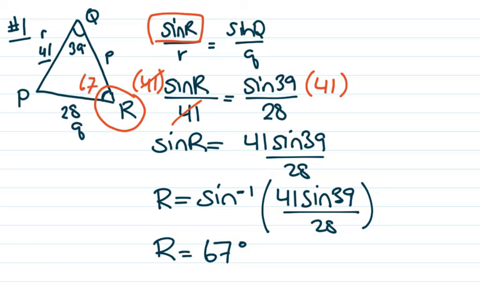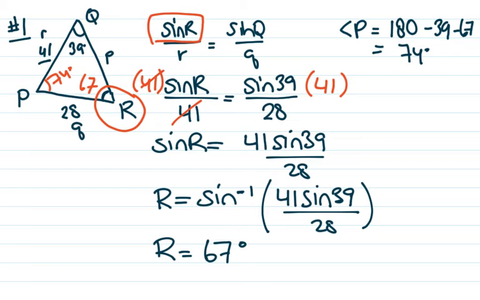Next, we can find angle P. Since the interior angles of a triangle always add up to 180 degrees, and we know two of them, we can find the third one. We'll do 180 degrees minus 39 minus 67, and that gives us 74. So angle P is 74 degrees.